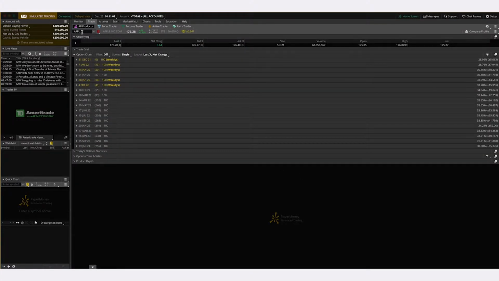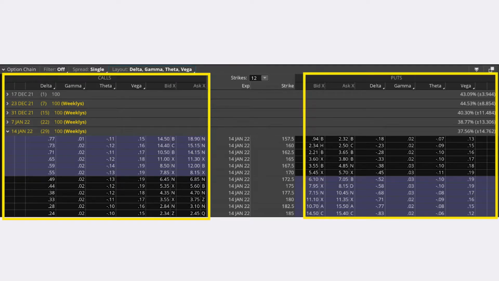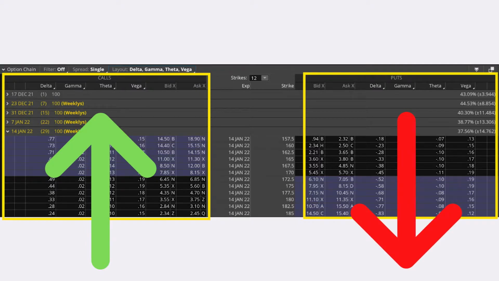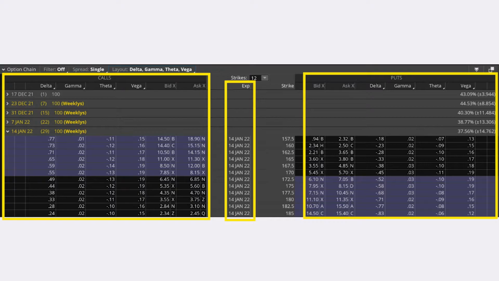First, you're going to see a bunch of dates. Those are the expiration dates for each contract. Let's take a look at calls and puts for January 14 expiration. You get calls if you think the underlying is going to go up, and puts if you think it's going to go down. In the middle, we have the EXP for expiration and strike for strike price.